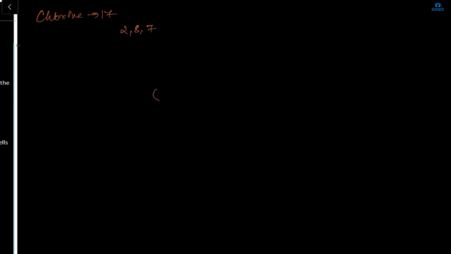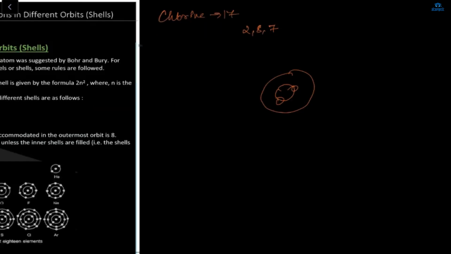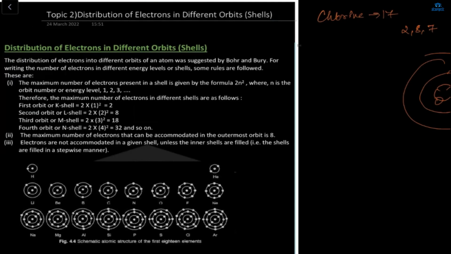In the first shell there will be 2. In the second one there will be 8. And in the third one there will be 7. Advika, do you know how to do this electronic configuration?